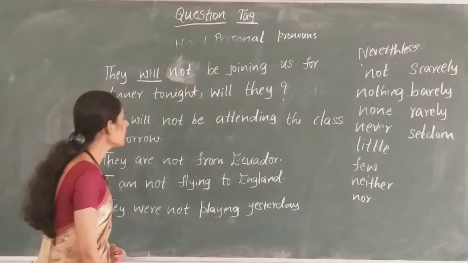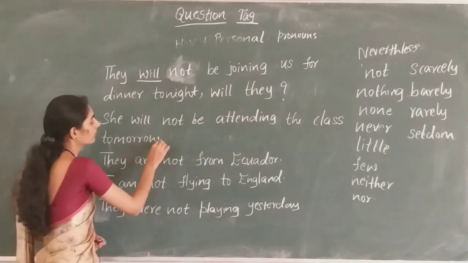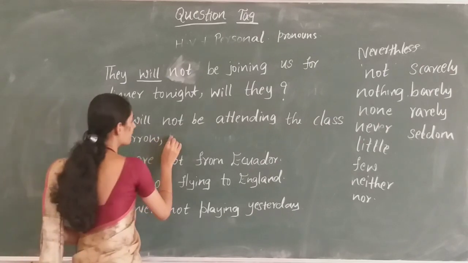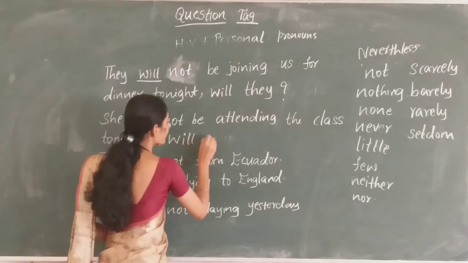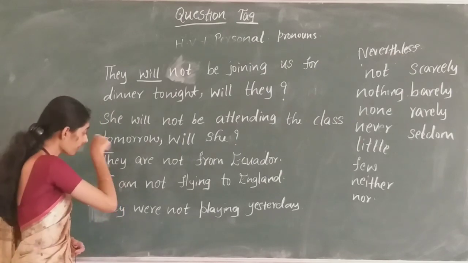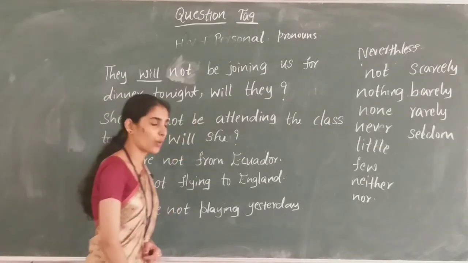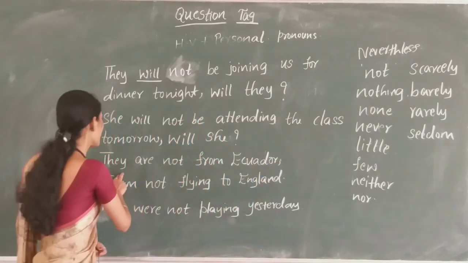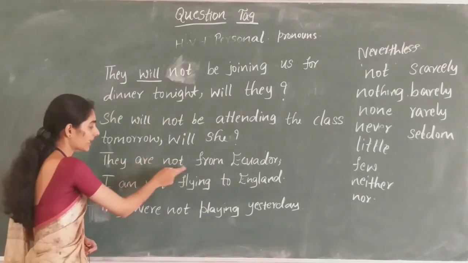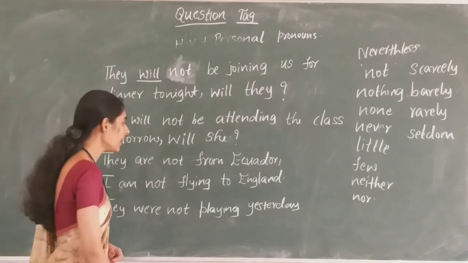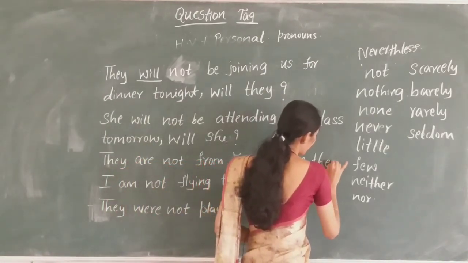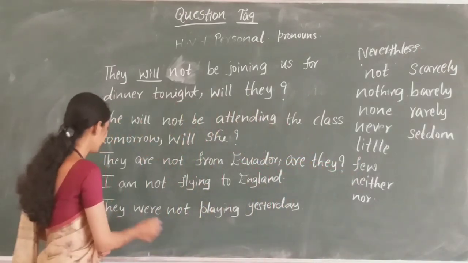Look at the next one. She will not be attending the class tomorrow. The same thing again. What happens? The tag must be positive. Why? Because we have not here, which is a negative word. So it becomes will she. Will she. Now look at the next one. They are not from Ecuador. Ecuador is a state in US. So now they are not from Ecuador. So now are not. Again negative not, but we have to make it positive. The tag must be positive. So you have to write are they. Are they. Look at the next one.